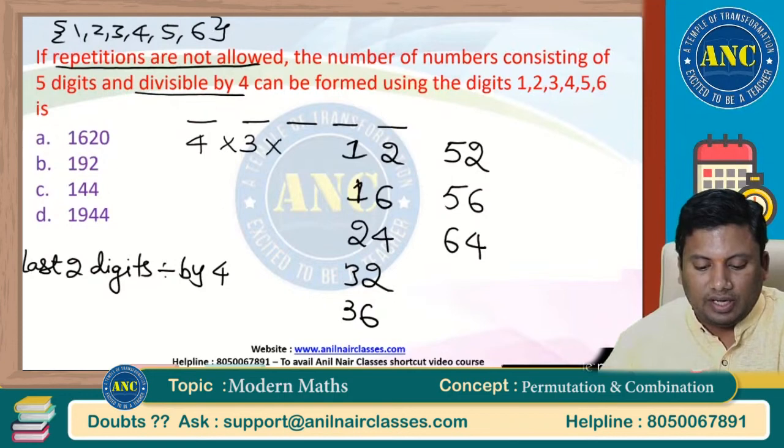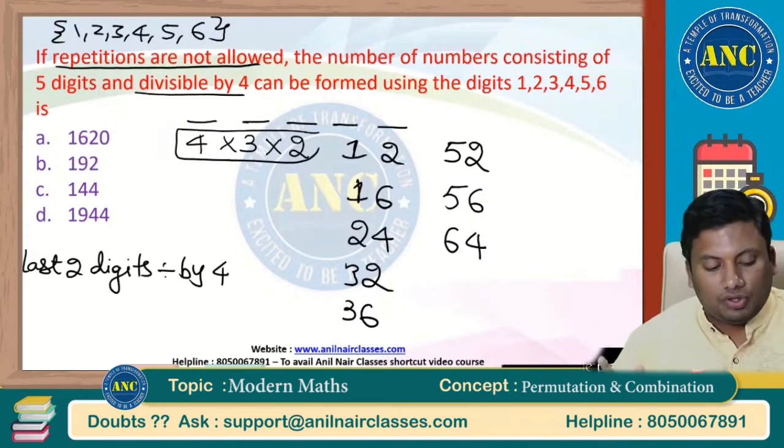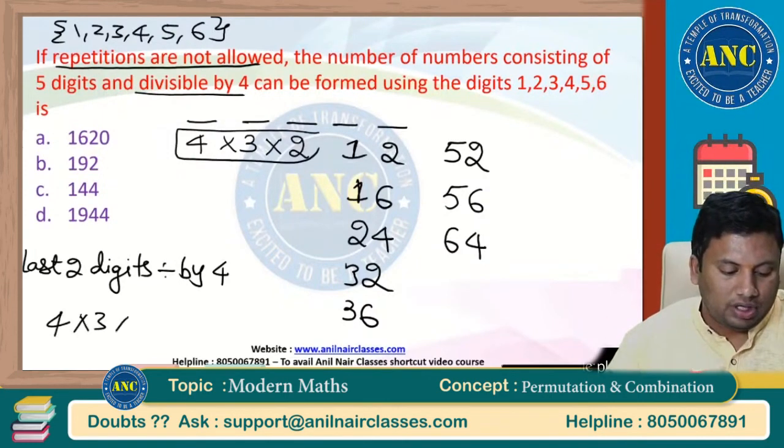Any 3 digits will come. Any 2 digits will come. 4 into 3 into 2. So, these are the ways of forming the leftmost 3 digits. So, 4 into 3 into 2.